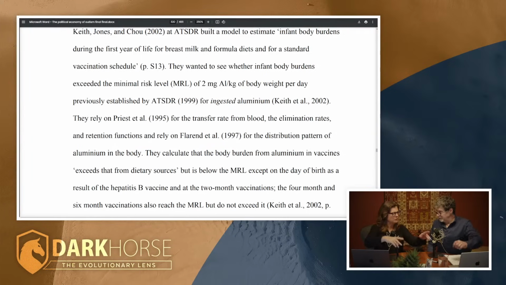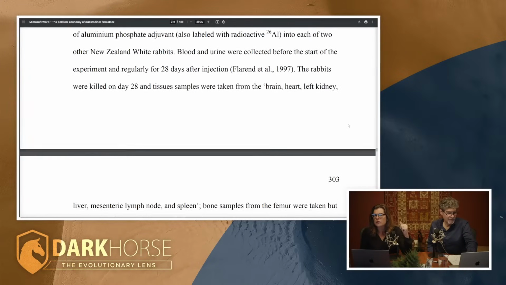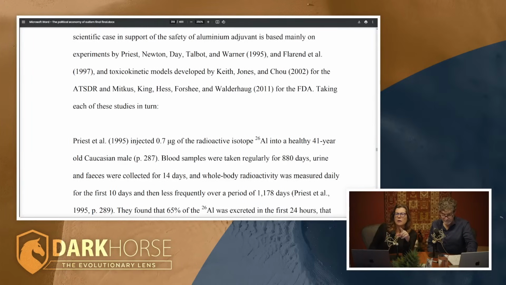So then I don't remember because I can't scroll up here, but the second two studies were somehow different. Could we just go back up to what you were first reading? Yeah. Keep going farther. Oh, yeah. You're talking about the top of page 302, actually. Keep going up to the top of that page, right there. Yeah, okay. Mainly based on experiments, those two that we just heard about, the guy named Bob and the four white rabbits, and toxicokinetic models. Yep. So we've just heard the entire empirical basis for aluminum as a safe adjuvant for human vaccines, based on one guy and four rabbits. And then the second two papers are going to be models, and that's not empirical. Right. It doesn't mean it's not right, but it's not empirical.